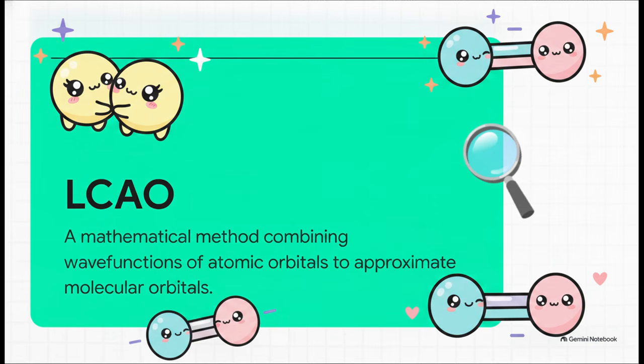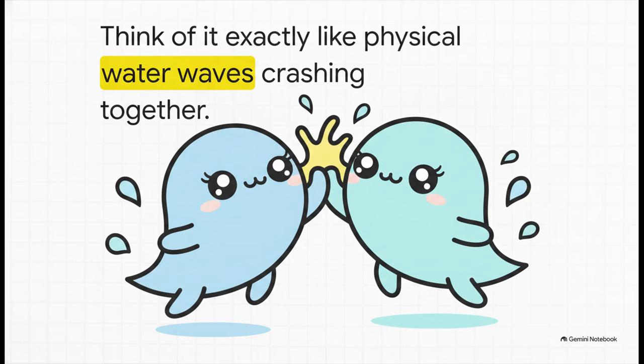For our messy, multi-electron reality, scientists have to use LCAO to mathematically combine the wave functions of different atomic orbitals, usually in a head-on orientation along the bonding axis. I know, that sounds super complicated, but the analogy for it actually makes it really beautiful. Just think of it exactly like physical waves in a pool of water crashing together. Since these orbitals are literally described by wave functions, they end up interacting with each other in the exact same two specific ways that actual water waves do when they meet.